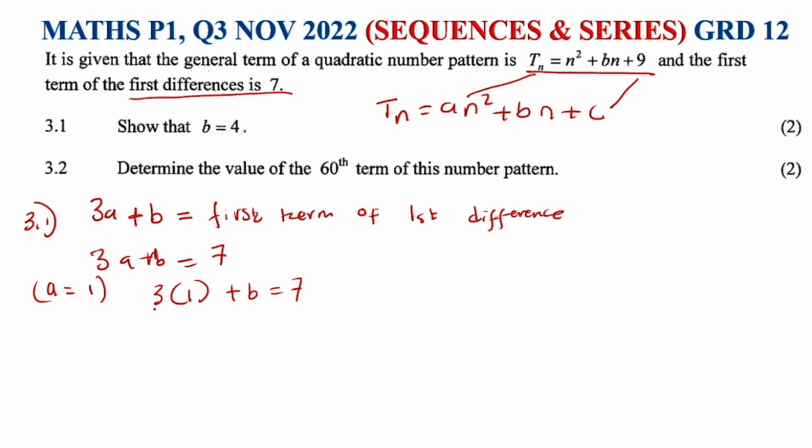3 times 1 is equal to 3. Then we take 3 to the other side. Therefore, b is equal to 7 minus 3, so b is equal to 4. Okay, therefore we get our 2 marks. We have shown that b is equal to 4.